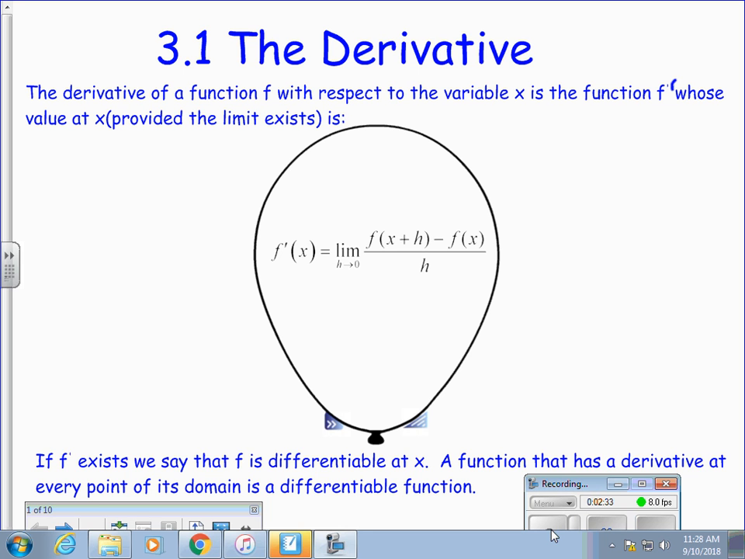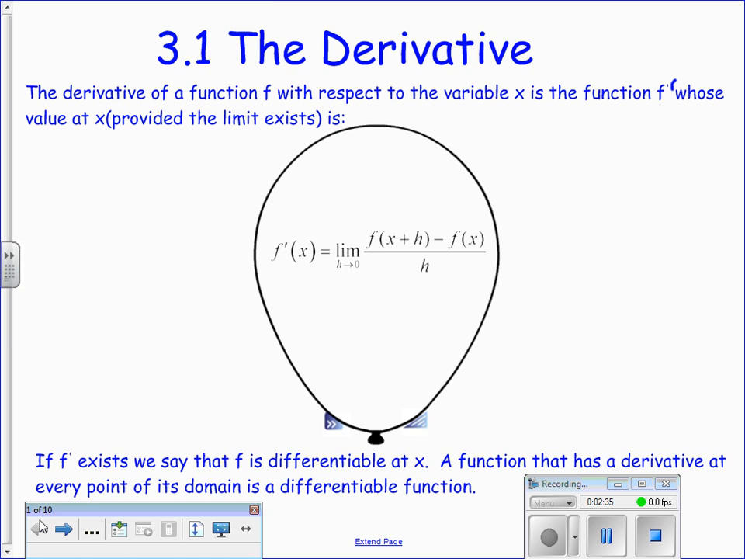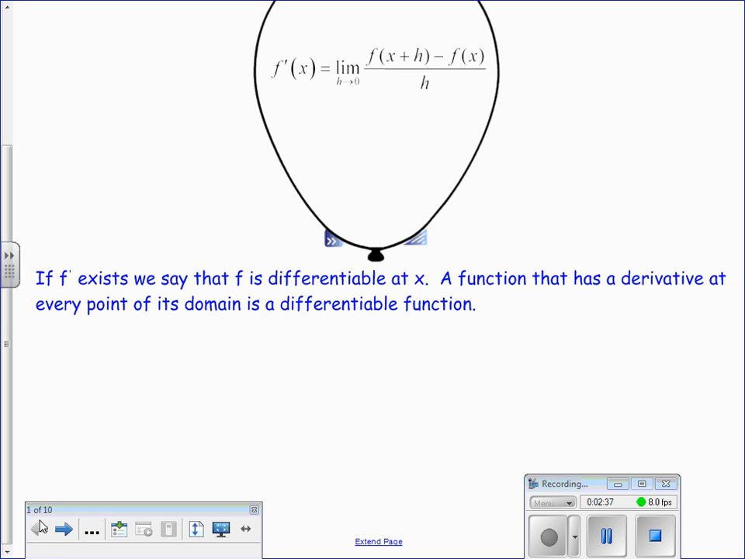Now, scroll up a little bit. If f prime exists, we say that f is differentiable. Yes, that is the word, differentiable, at x. A function that has a derivative at every point in its domain is a differentiable function.